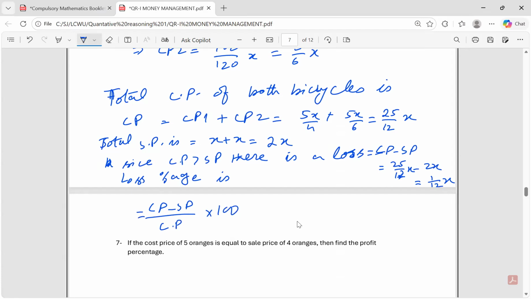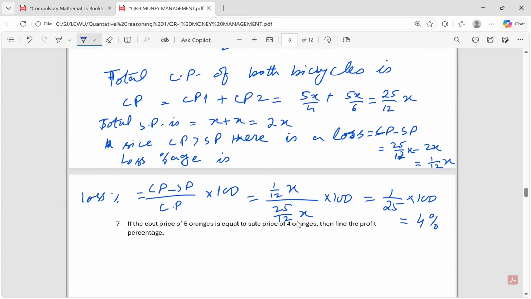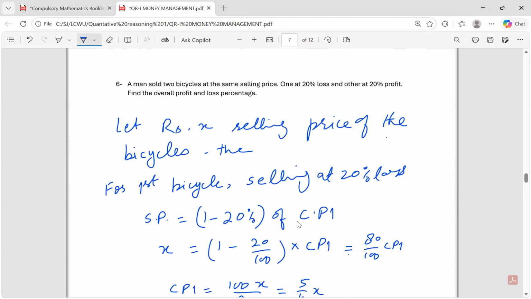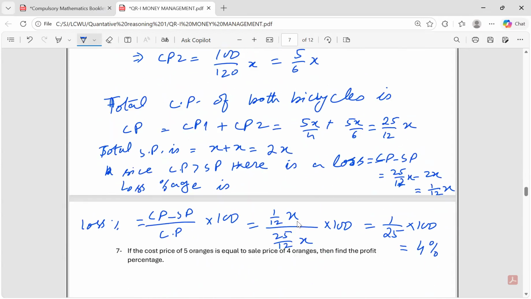So your loss percentage is equal to cost price minus sale price over cost price multiplied by 100. Now cost price minus sale price is 1 by 12 x over 25 by 12 x multiplied by 100. If you simplify it, x by 12 will get cancelled and you will be left with 1 by 25 multiplied by 100, and this is equal to 4%. So the answer is 4%. That is the answer for this question, and I hope that the whole solution is clear to you.